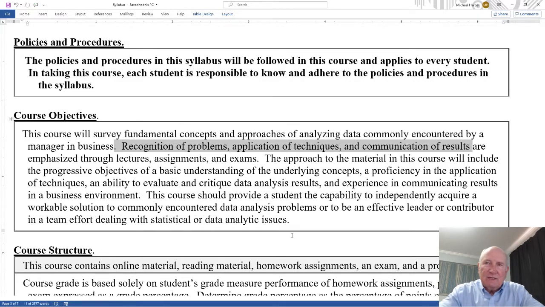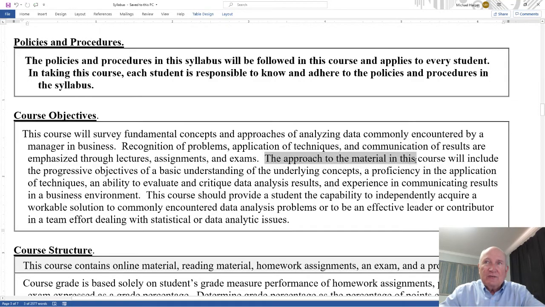Unfortunately, a lot of times coming out of school, you know how to work a problem, but you don't know how to recognize what kind of a problem it is. Because textbooks will tell you, this is a problem, use this method. And so it's all about using a method. It's not about recognizing the problem. So I'll focus on that a little bit. Application of techniques, for sure, I'll talk about that. These are the mechanics. Communication of results, and there's where the report comes in at the end of the semester.